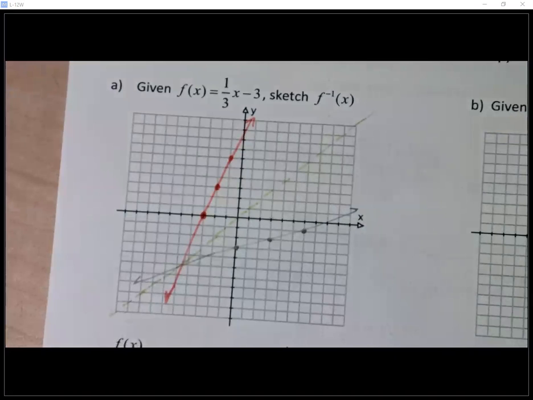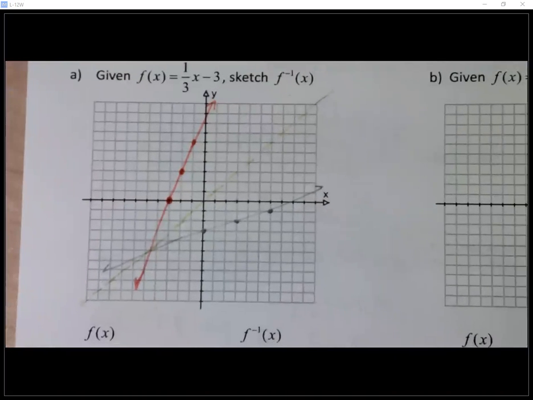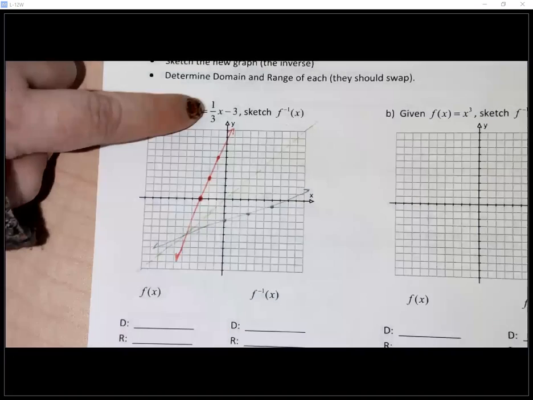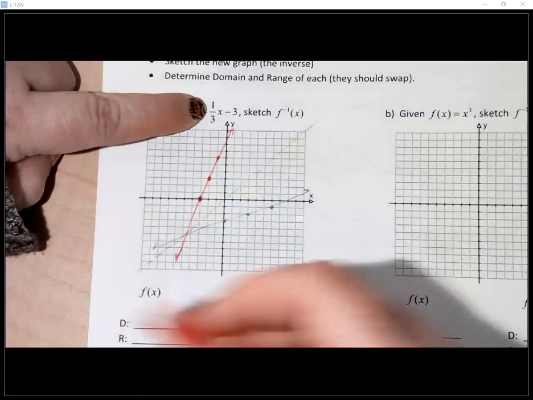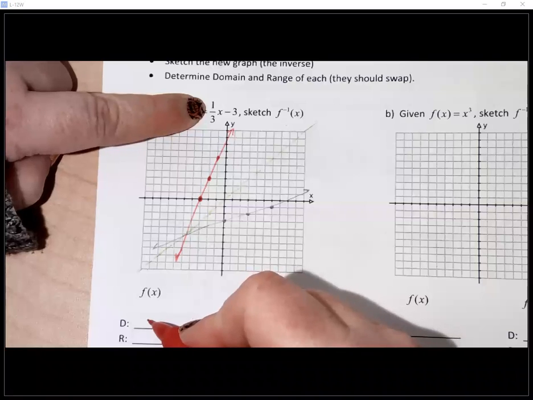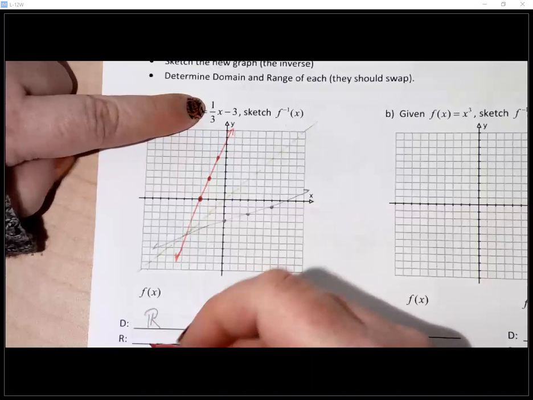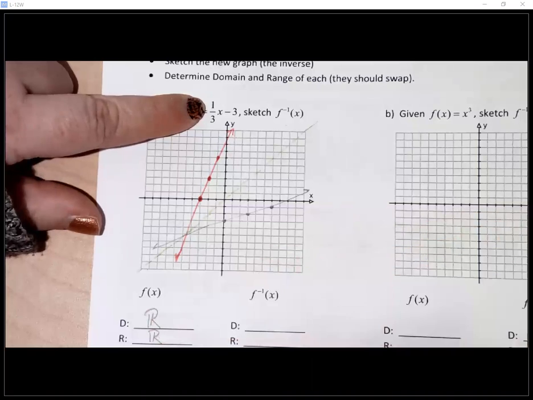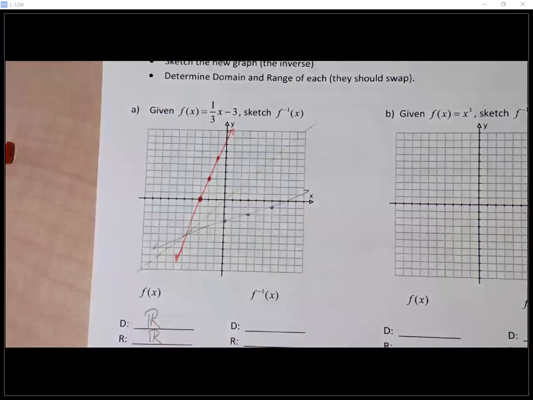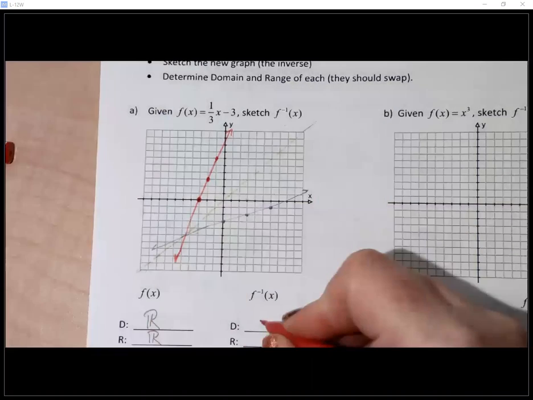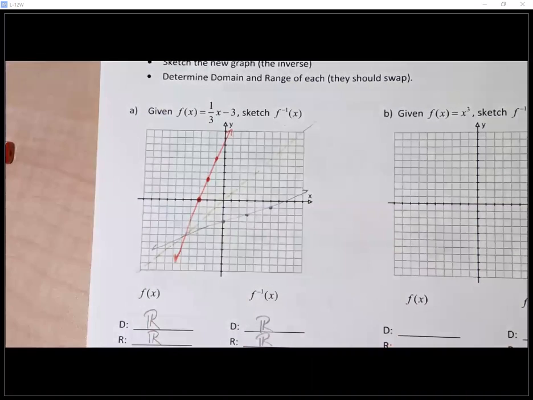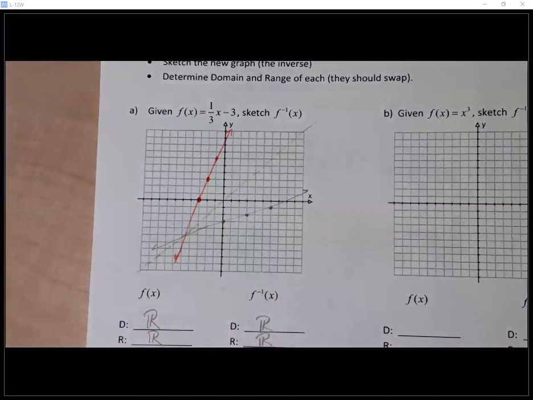Okay, let's talk about the domain and range of these. My original is in pencil here. What's the domain of this original? All reals. And what's the range of that original function? All reals again in this case, so this one's not that exciting. And when I did my inverse, now the red, they're still both all reals. But we'll see shortly that the domain and range are actually going to swap with each other when we graph our inverse.